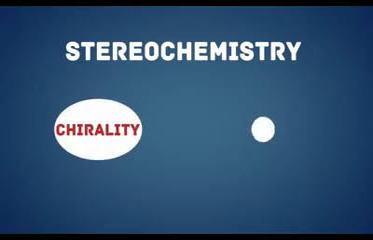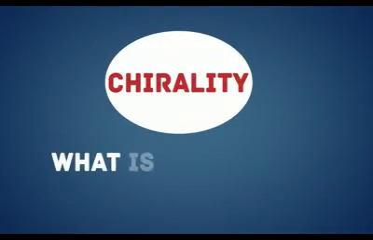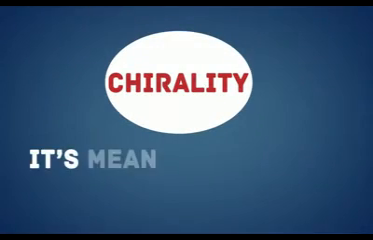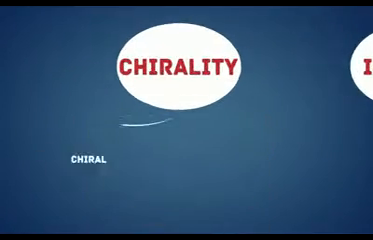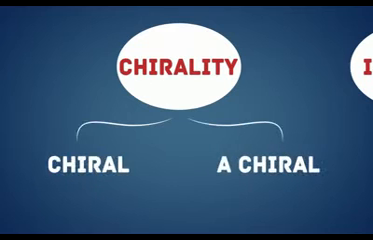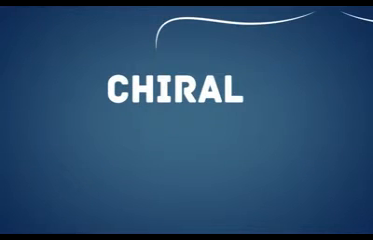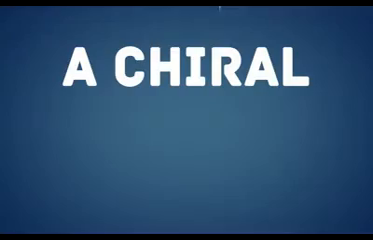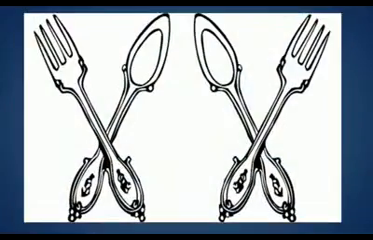Stereochemistry is divided into two parts, chirality and isomers. What is chirality? It means handedness. Divided into chiral and achiral. Chiral is an object that has a non-superimposable mirror image. It means different, like a shell and like Cinderella's shoes. Achiral has a superimposable mirror image. It means the same.